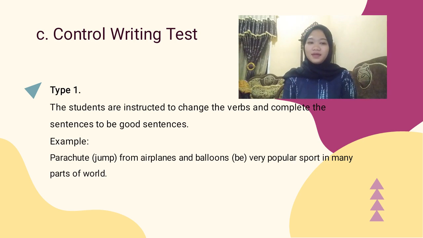Okay, I'm Nur Kalbi. So the next material is controlled writing test. So the first type, the students are instructed to change the verbs and complete the sentence to be a good sentence. For example, parachute, a jump from airplanes and balloons, be very popular sport in many parts of the world. I think that's all for me. Thank you.